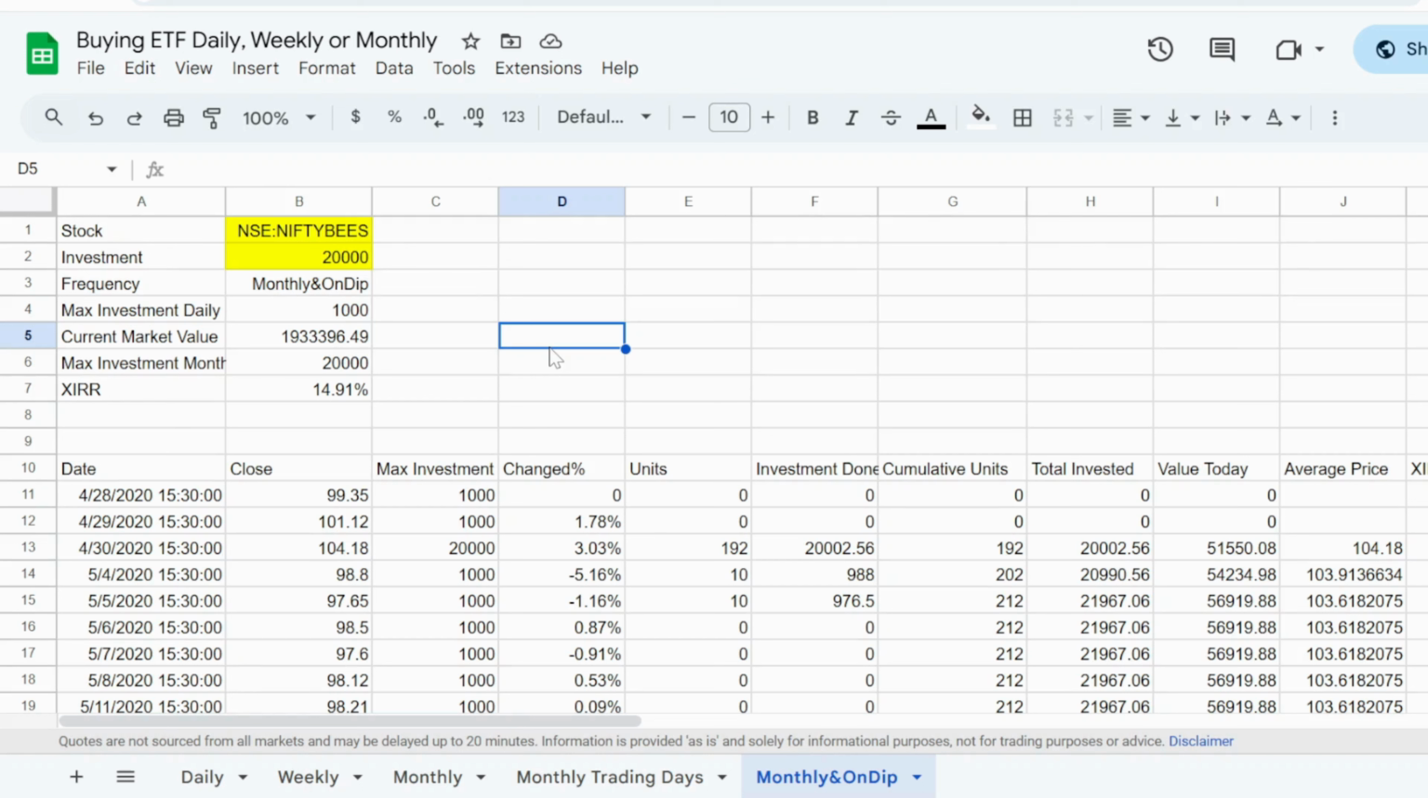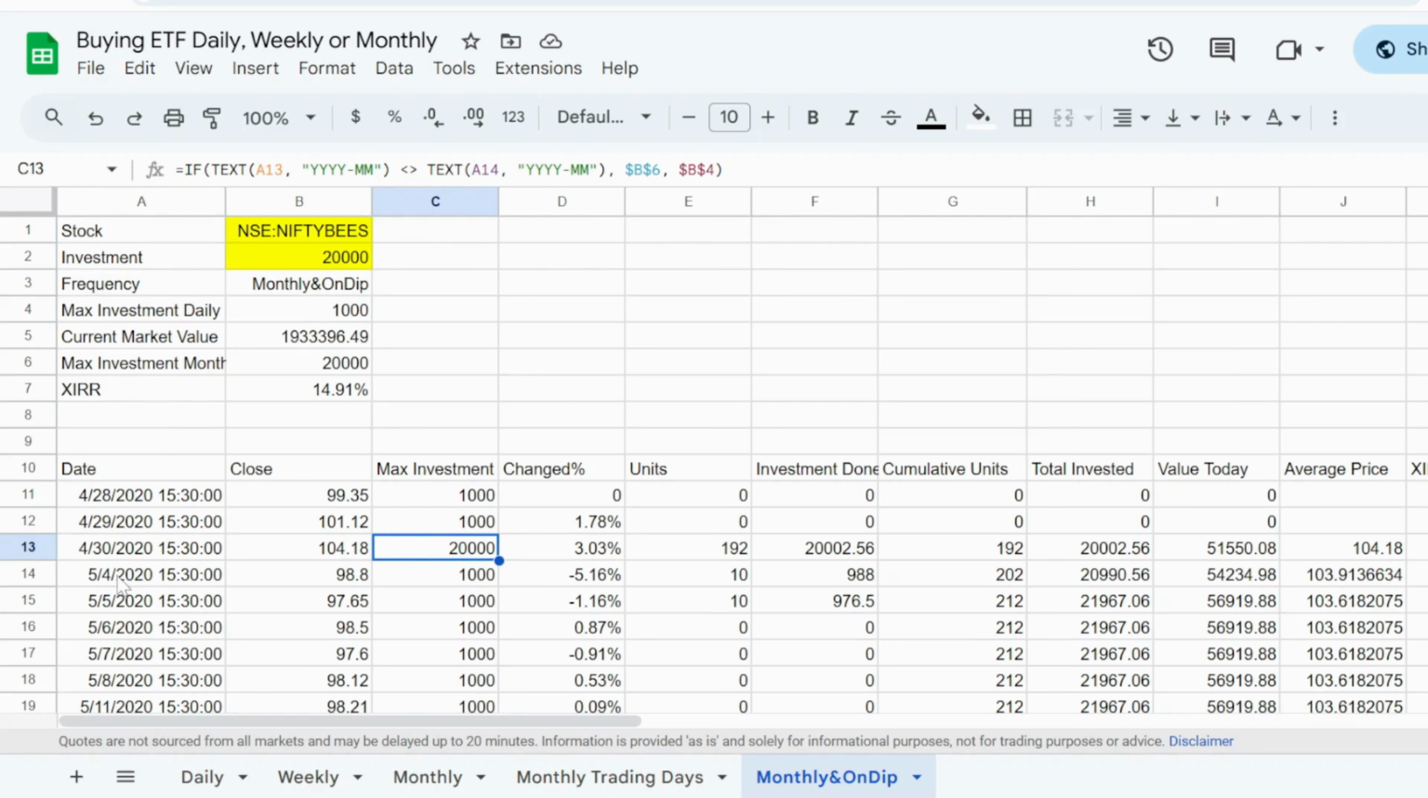Okay, that is for sure. Also, we will invest 1,000 rupees whenever the market goes down by 1%. Say for example, today, if Nifty has gone down by more than 1%, we will invest that 1,000 rupees. So that also I have simulated. As you can see, on 30th April 2020, we have invested this 20,000.